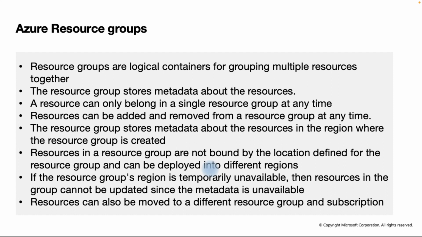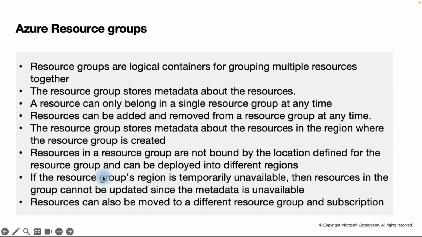For example, you make one resource group in East US, but your resources can be in West US or Central Asia or anywhere. This is not affected, because your resource group is not bound to your resources. You can select a different region for your resource. But the issue is, if the resource group region is temporarily unavailable, then the resources in the group cannot be updated since the metadata is unavailable. This is the issue.